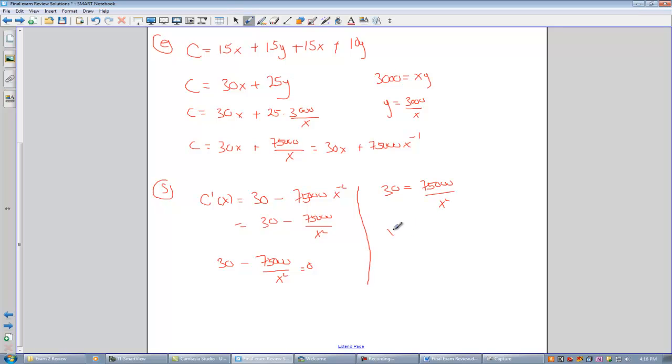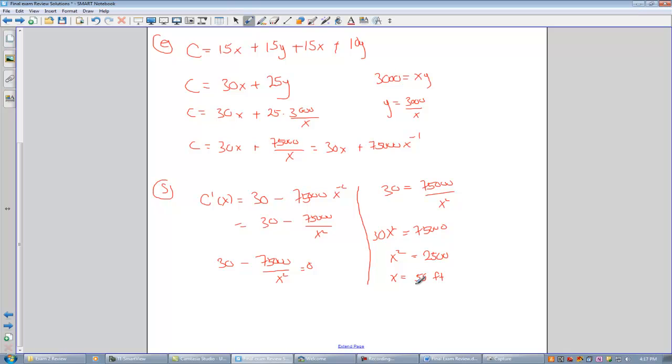You multiply both sides by x squared, so you get 30 x squared equals 75,000. Divide both sides by 30, and you're going to get x squared, so your calculator will tell you 75,000 divided by 30 is 2,500. And then take the square root of both sides. The square root of 2,500 turns out to be 50, and that's 50 feet.